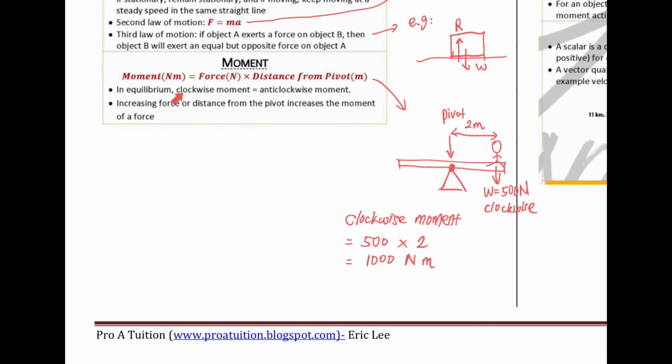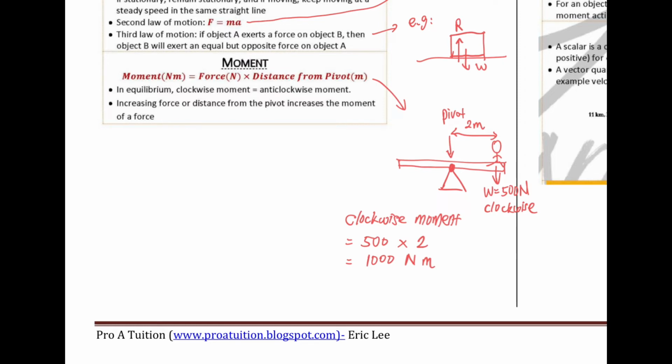In equilibrium, clockwise moment equals anti-clockwise moment. So that means if you want to keep this seesaw in equilibrium, the clockwise moment produced here, which is 1000 Newton meter, must be balanced off by the anti-clockwise moment. So how to balance it out?